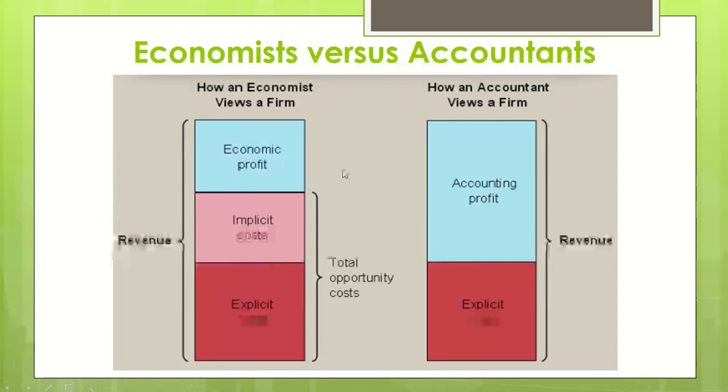Now look at the economic profit, that is that whole bar, revenue minus total opportunity cost, and opportunity cost is implicit cost and explicit cost. So revenue minus implicit cost minus explicit cost equals economic profit, and in accounting profit, that whole bar is revenue minus this box explicit cost equals accounting profit, and here it's obvious that accounting profit is greater than economic profit.